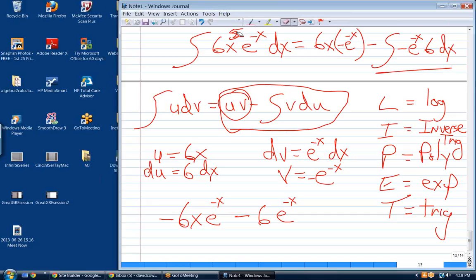In this case, since it was 6x to the 1 power, 1 iteration is all I needed to get rid of that polynomial of x and end up with something that I could integrate, which is just e to whatever. E to the minus x is easily integrated.